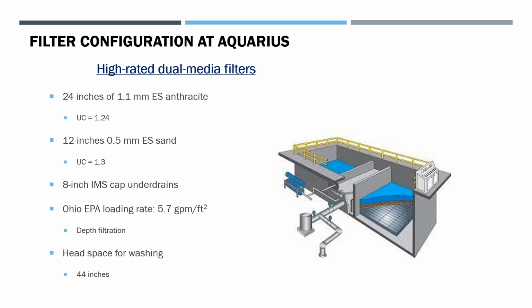Again, these filters are highly rated dual media filters. There are 24 inches of 1.1 millimeter anthracite with a small uniformity coefficient sitting on top of 12 inches of 0.5 millimeter effective size sand, again with a small uniformity coefficient. That all sits on top of 8-inch IMS cap under drains, and again they have a loading rate for the configuration of 5.7 gallon per minute per square foot.